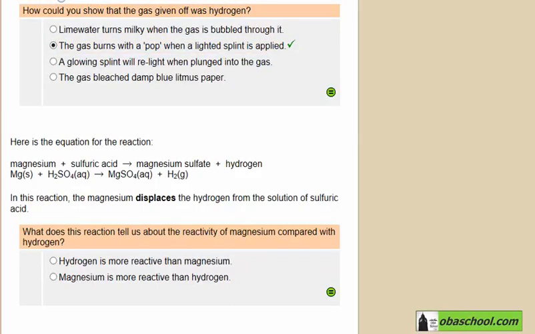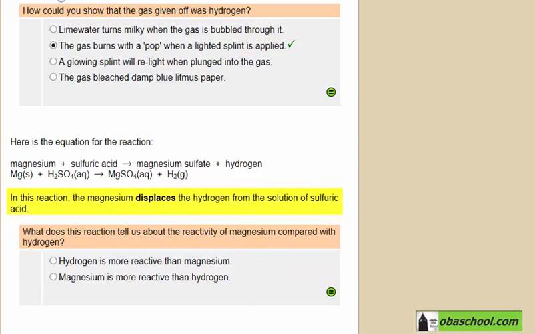Here's the equation for the reaction between magnesium and sulfuric acid, which will produce magnesium sulfate and hydrogen. Magnesium, which is solid, will react with H2SO4 aqueous to produce magnesium sulfate, MgSO4 aqueous, plus H2 gas, hydrogen gas.